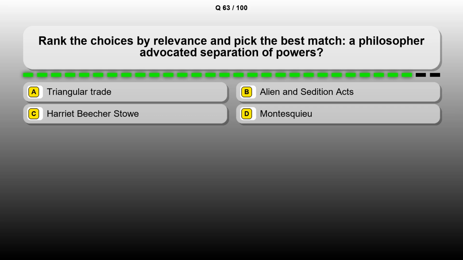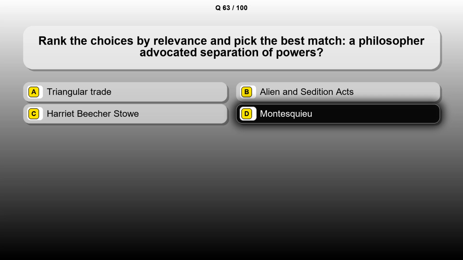Question 63. Rank the choices by relevance and pick the best match. A philosopher advocated separation of powers. Option A, Triangular Trade. Option B, Alien and Sedition Acts. Option C, Harriet Beecher Stowe. Option D, Montesquieu.